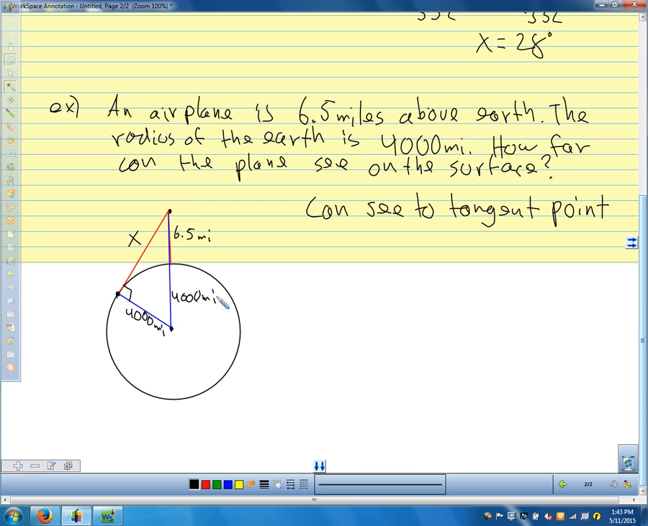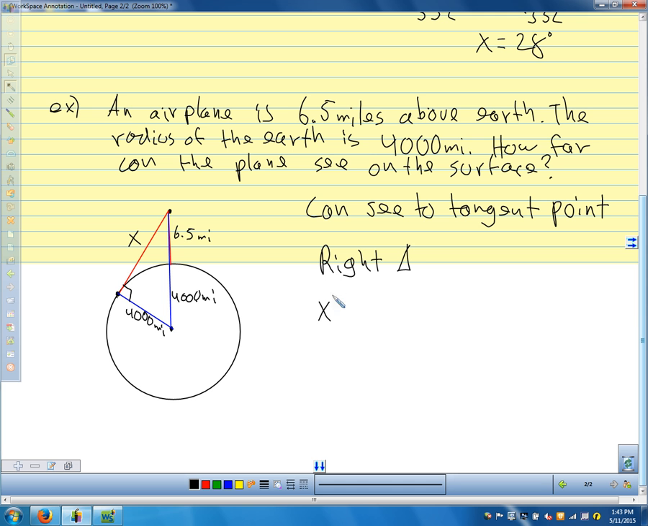Well, what kind of triangle do we have there? We have a right triangle. How long is this side? 4,006.5 miles. This side is 4,000 miles, and we want this side. We can use the Pythagorean theorem. We have a right triangle. Which side is the hypotenuse? The 4,006.5, that's the hypotenuse. It's across from the 90-degree angle.